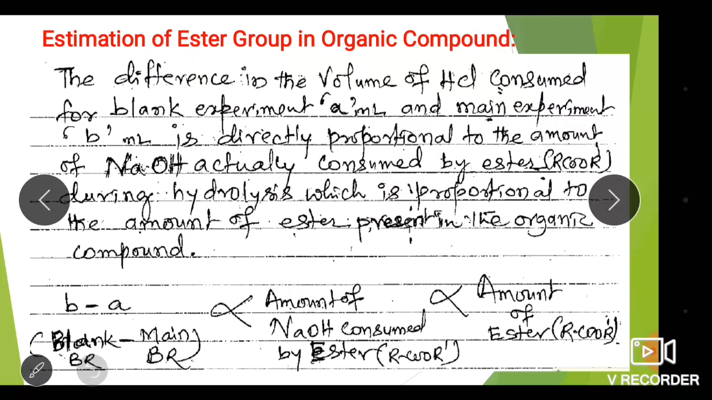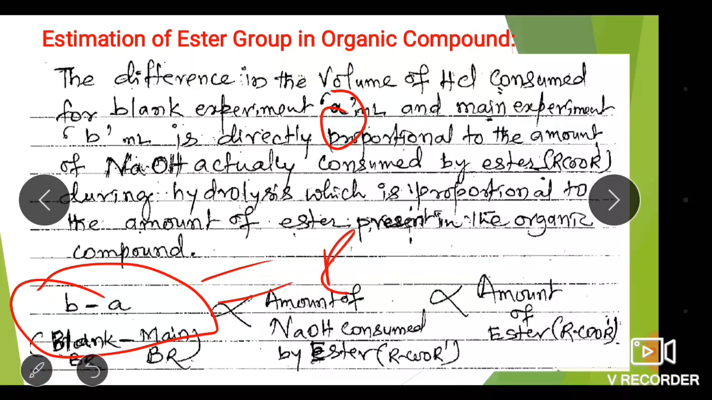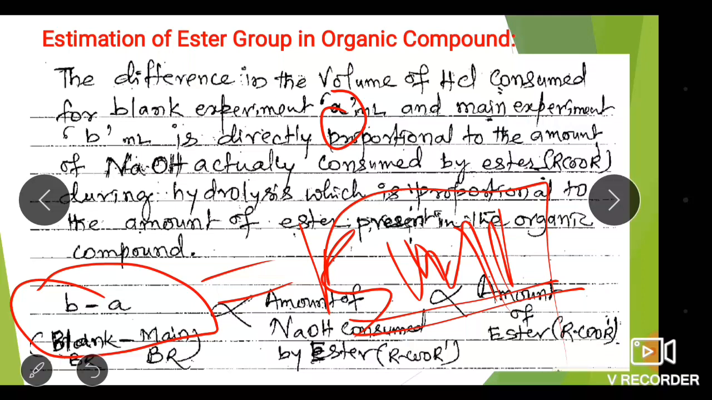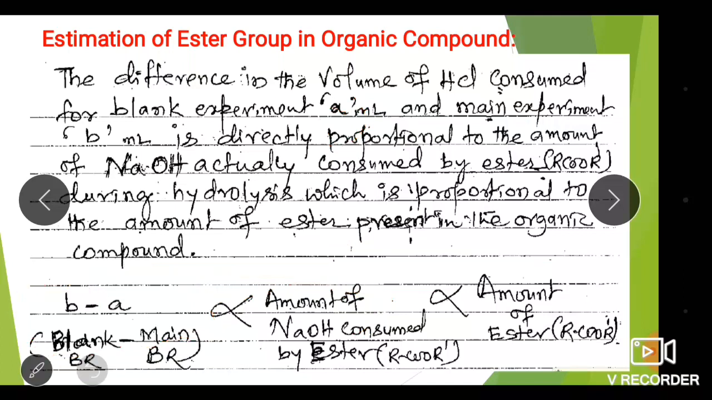Here B is the blank reading, this is B, not E. So B minus A is the difference between blank and sample titration, that is main, blank and main reading. Suppose the difference between these two is 5 ml. Then 5 ml of NaOH required is stoichiometrically, directly proportional to the amount of that ester group present in the given organic compound.